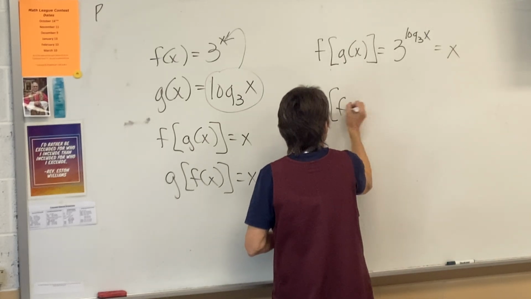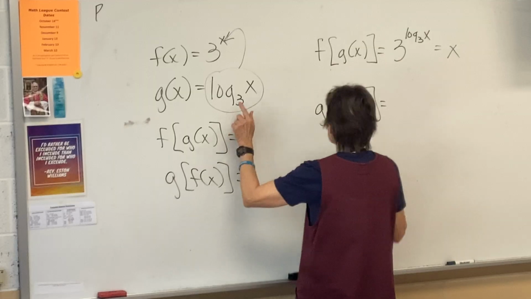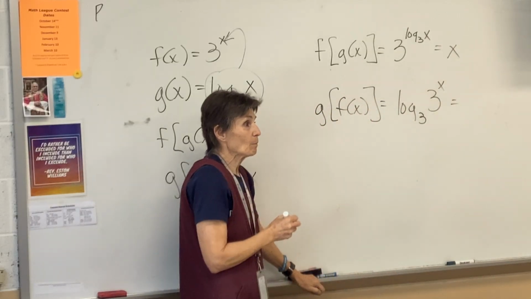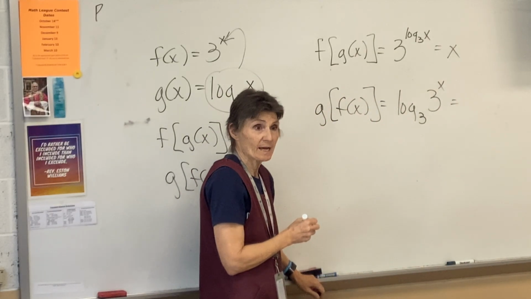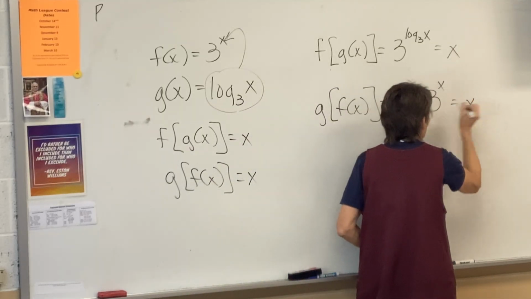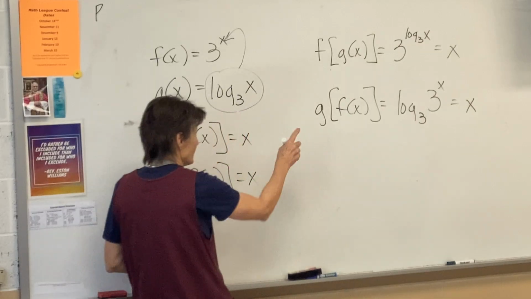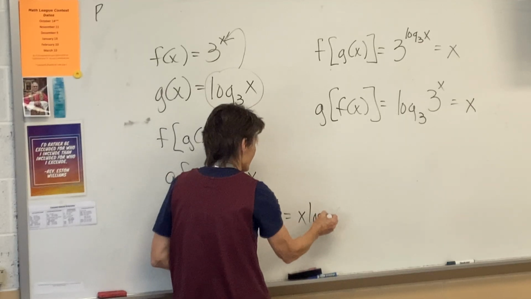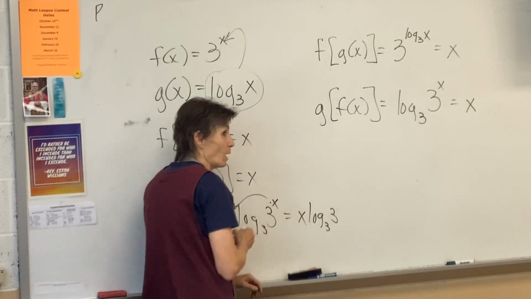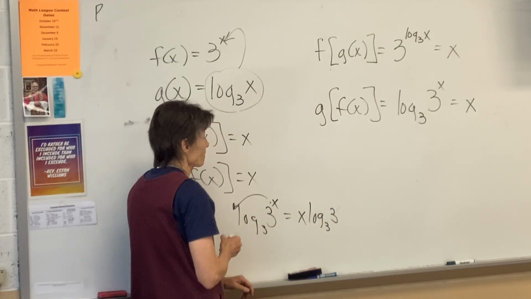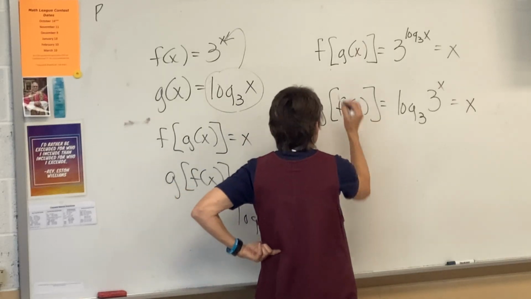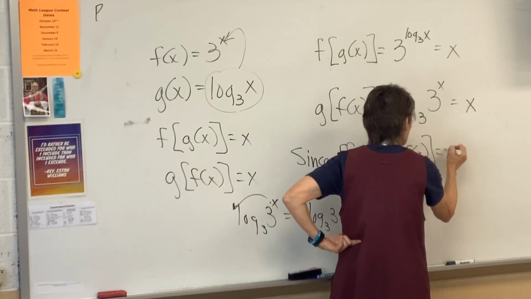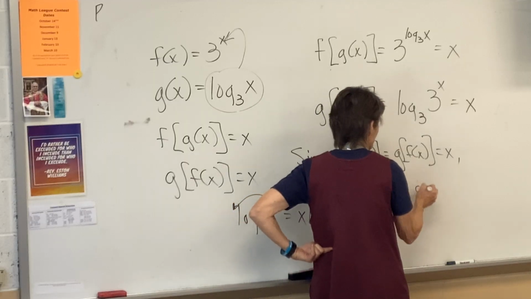And then g of f of x will be the log base 3 of 3 to the x. And that one we already know. What is the log base 3 of 3 to the x? Just x. In case you forgot, the log base 3 of 3 to the x would be x. Exponents come out in front: x times log base 3 of 3, and log base 3 of 3 is 1. Okay. Since f of g of x equals g of f of x equals x, f of x and g of x are inverses.